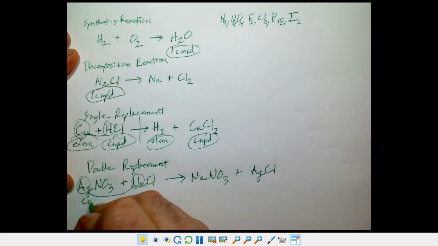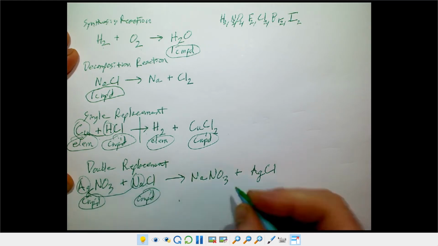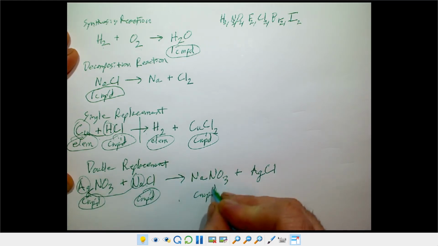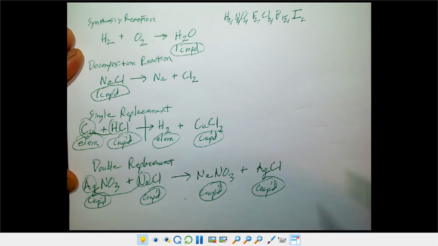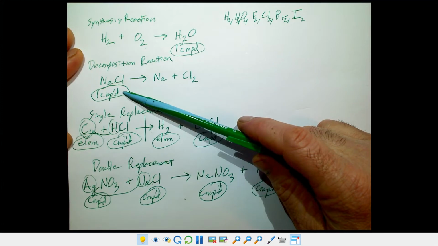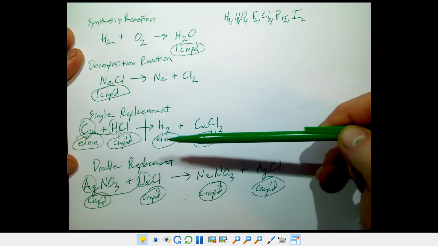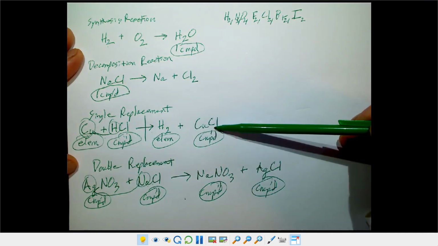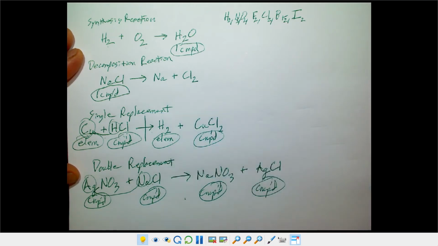And so you have a compound reacting with a compound, making a new compound, and also a second new compound. So those are the patterns you look for in different types of chemical reactions. You make one compound, it's synthesis. You take one compound, you break it apart, it's decomposition. If you have an element in a compound, and you make another element in a compound, that's an example of a single replacement reaction. In a double replacement reaction, you have four compounds, two in the reactants, and then two in the products.